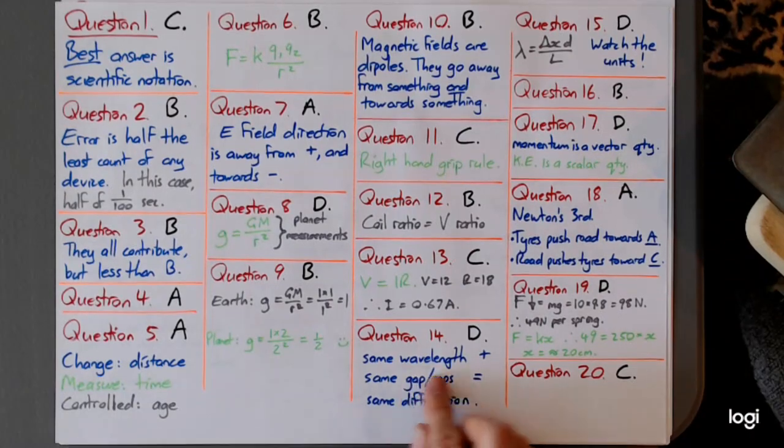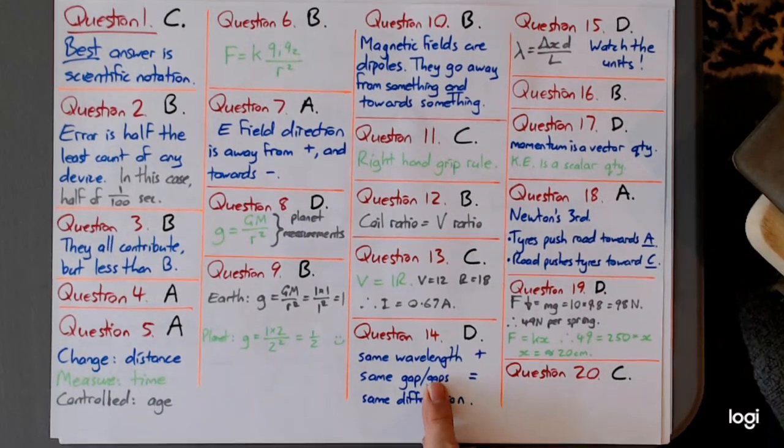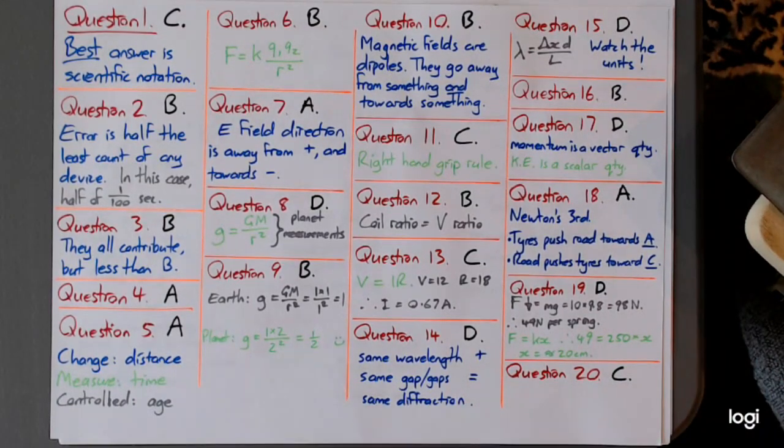So given that they're the same gaps, they're both going through the same crystal, they must both be the same wavelength, right? So D says the photons and the electrons have the same wavelength. If those two things are the same, or if the ratio between the two of them is the same, you get the same diffraction pattern. So you just had to reverse engineer that little fact.